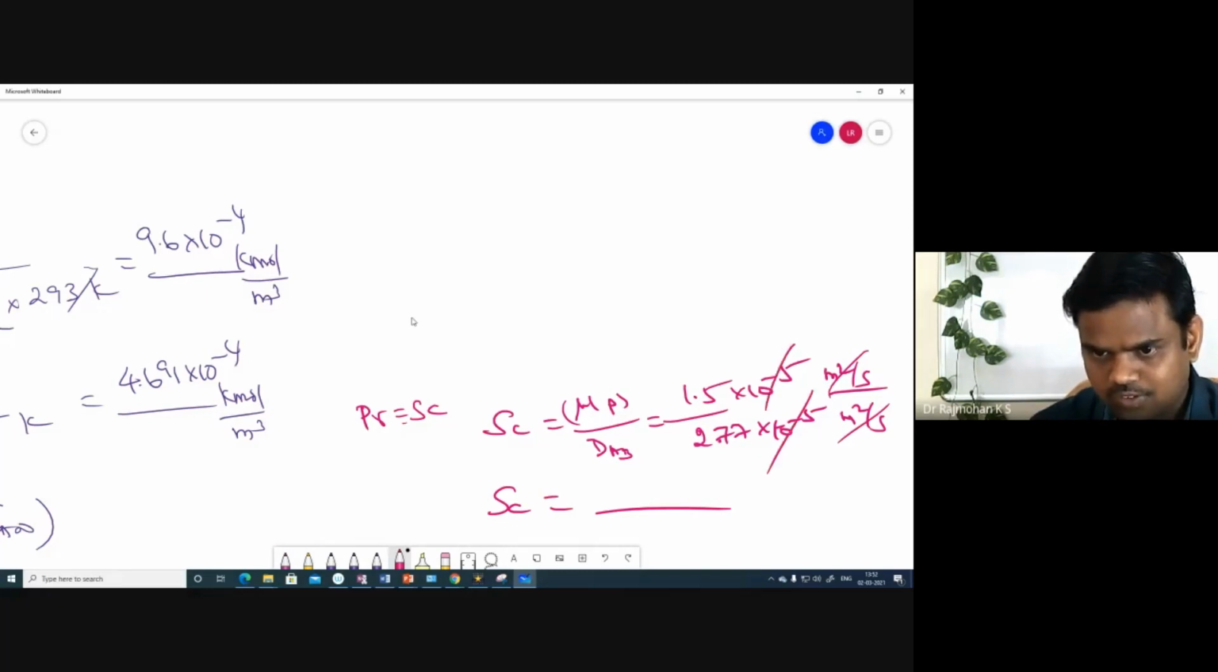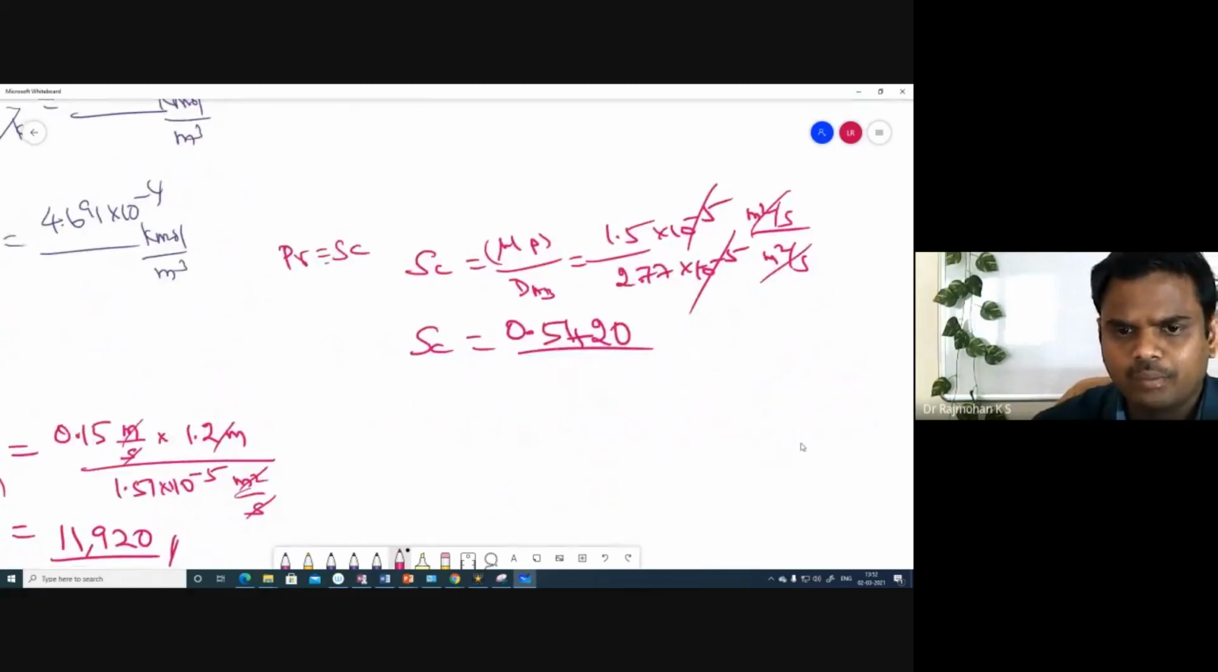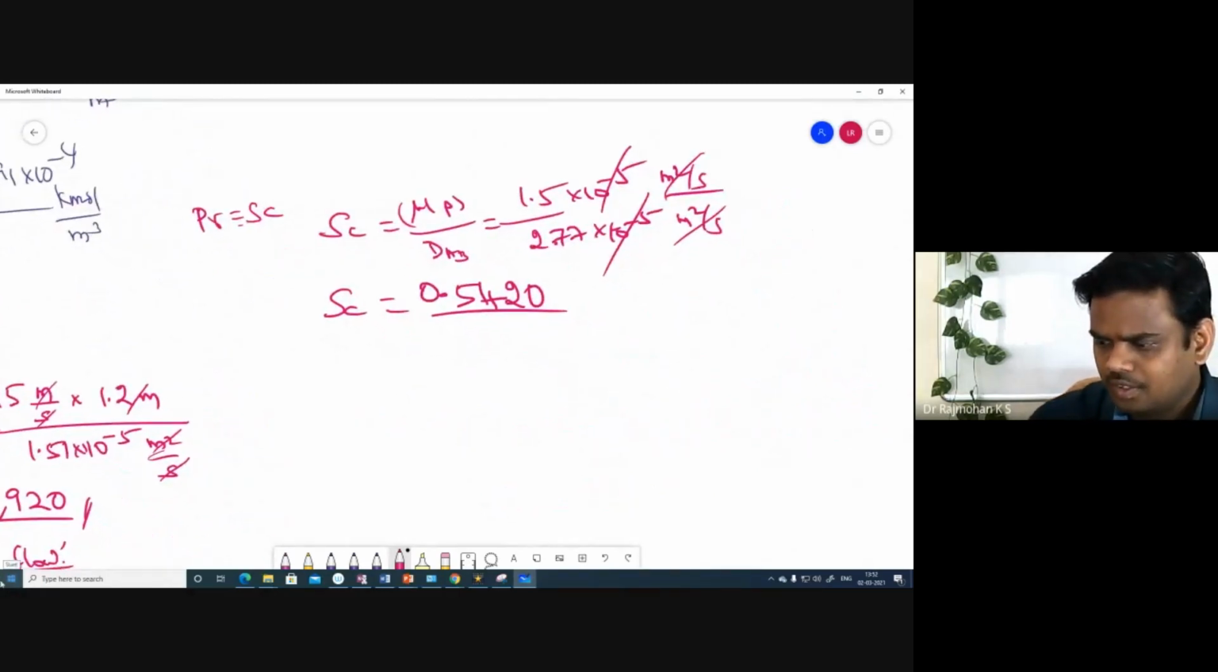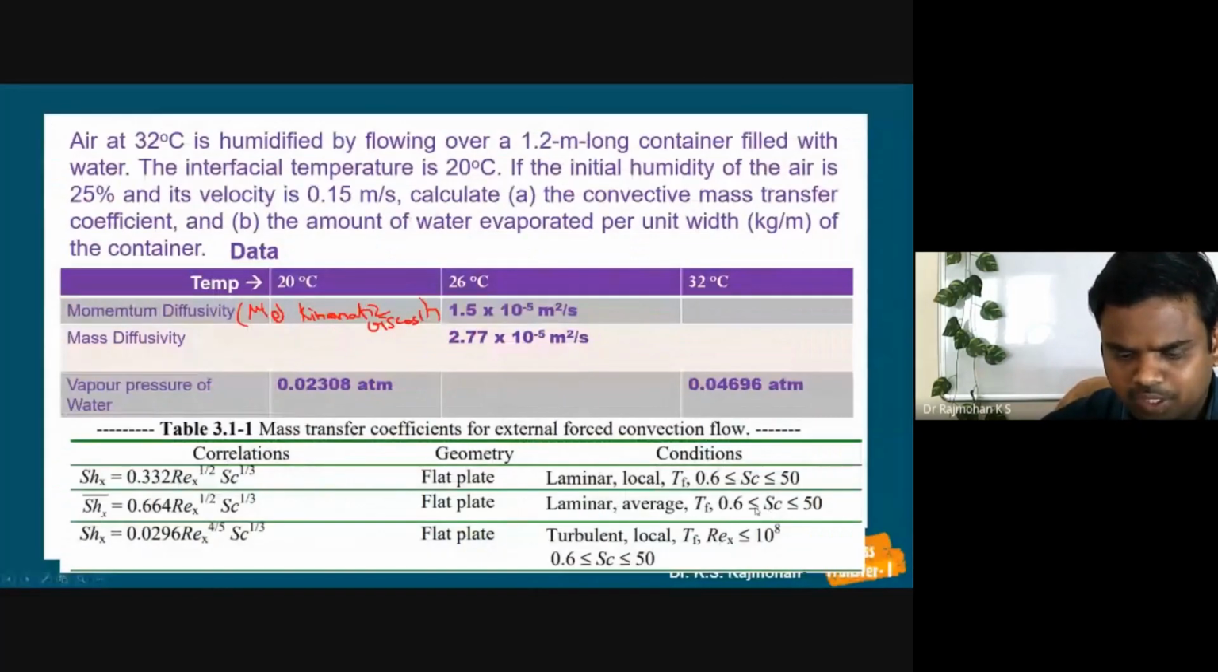So 1.5 divided by 2.77 is 0.5415, about 0.542. So 0.5415 we get as the Schmidt number value. Okay, so we have identified this. Which correlation should we make use of? We can see that when the Schmidt number is about 0.6, we can make use of these equations.